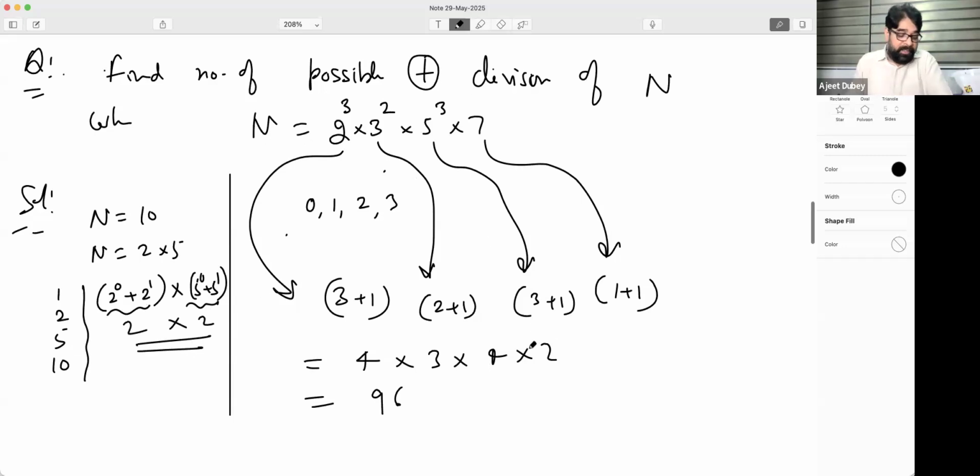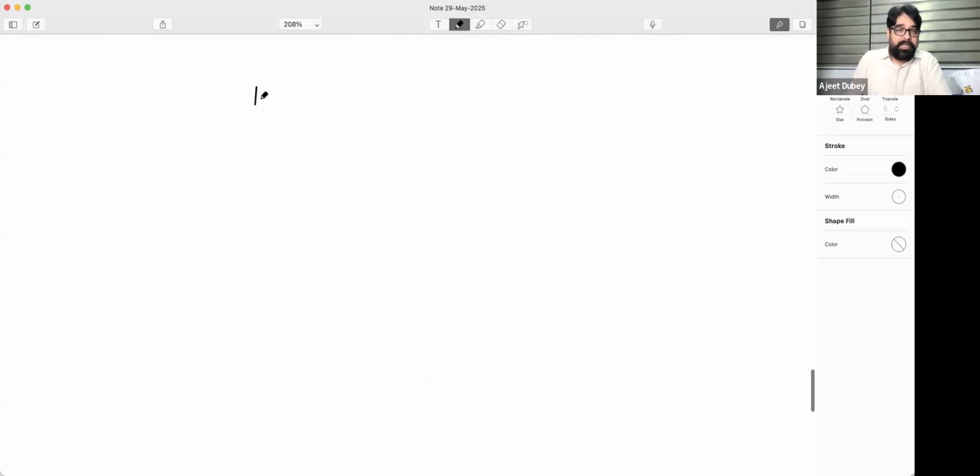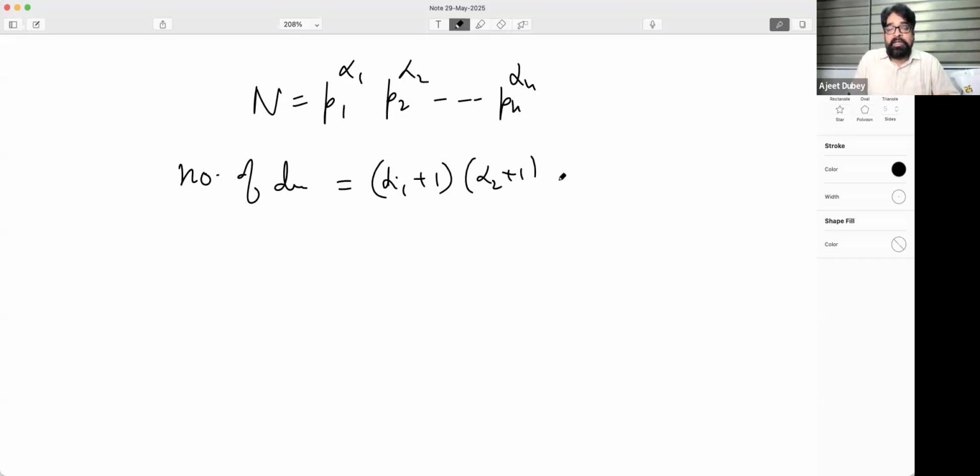So whenever you have to find the number of divisors for this kind of thing, if the number is in prime factor form, P1 power alpha 1, P2 power alpha 2, and so on, Pn power alpha n, the number of divisors will be equal to (alpha 1 plus 1) into (alpha 2 plus 1), and so on, up to (alpha n plus 1). This is the number of divisors.